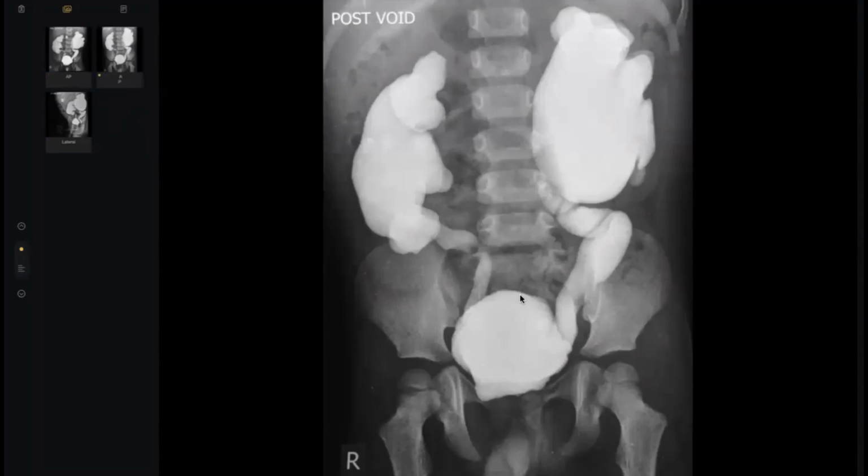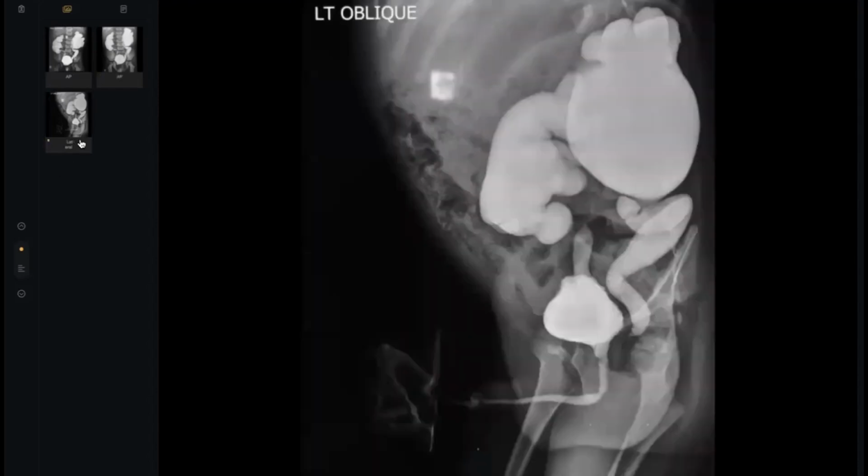In the initial films, the trabeculations are more pronounced with small diverticuli. I'm looking for any changes in the spine, as this is the pediatric age group, and I could not see any filling defects in the posterior urethra.